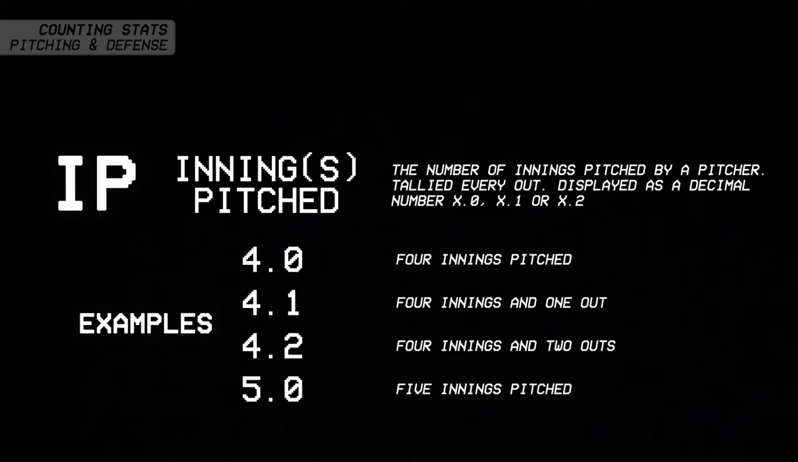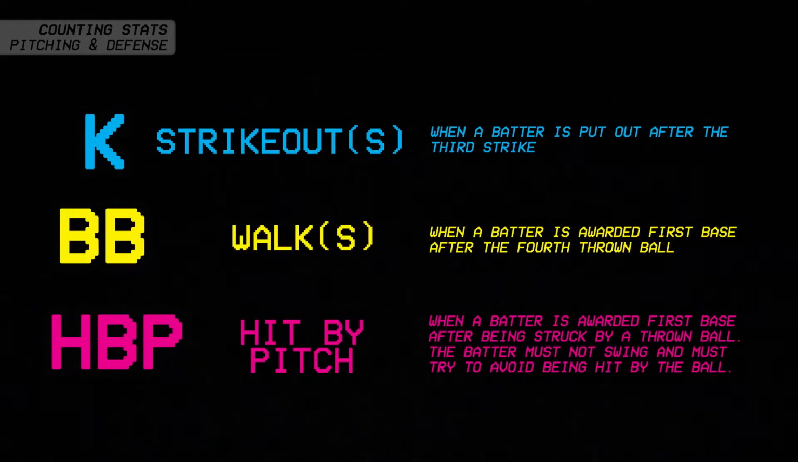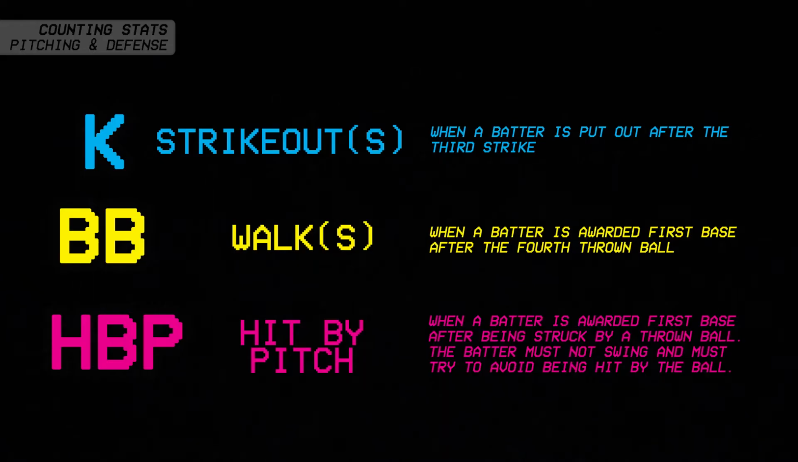Similarly, the number of innings pitched is tallied for each pitcher, and this is recorded as a decimal number, where the number on the left of the decimal point represents the number of full innings pitched, and the number on the right of the decimal point represents the number of additional outs that the pitcher has pitched for. Strikeouts, walks, and hit by pitches are also tallied for pitchers, and this should all be pretty self-explanatory.